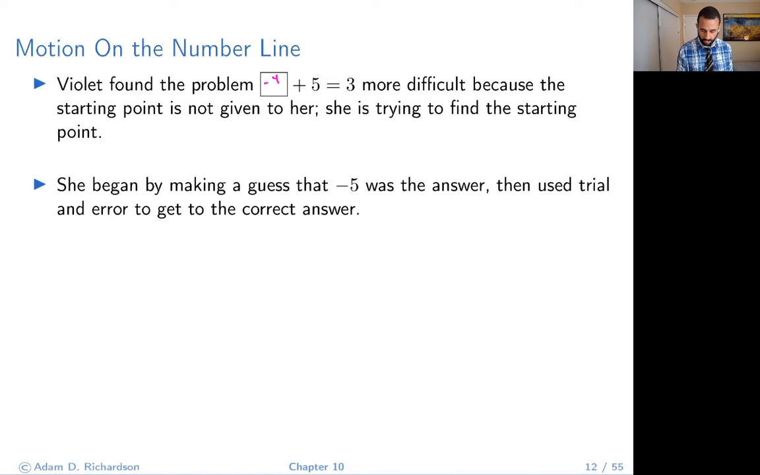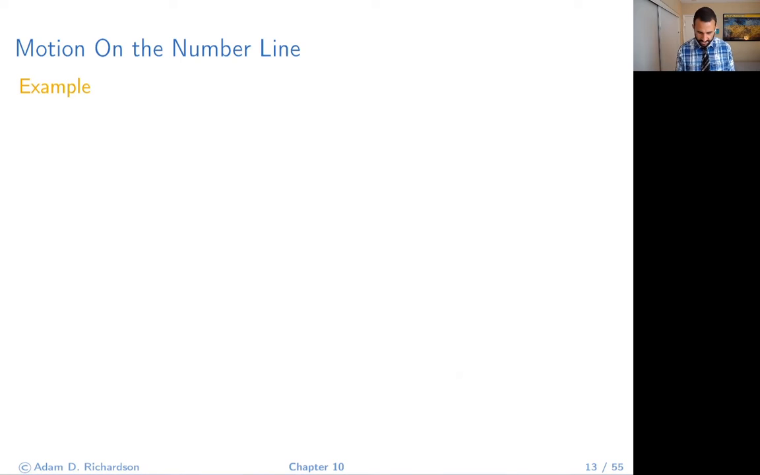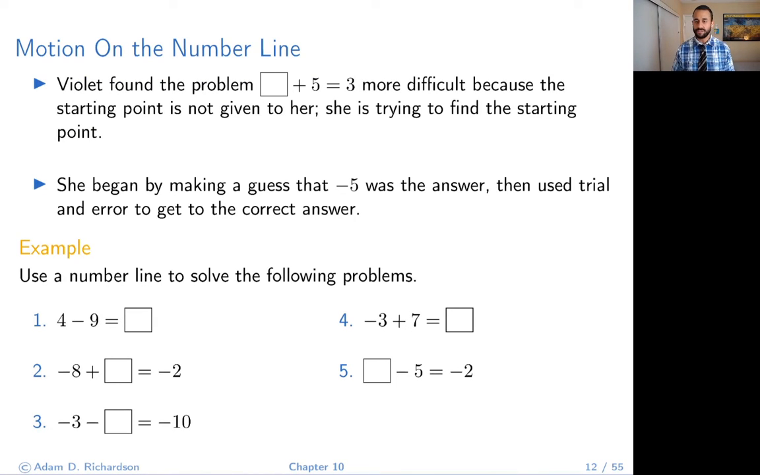She probably went negative 4 and realized that was 1, and then negative 2 and realized that was, and so on. That's what she did. So what I want you to do at home is I'll do one of these, but then I want you to try some of these too.